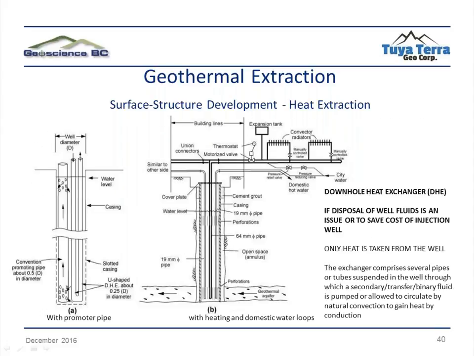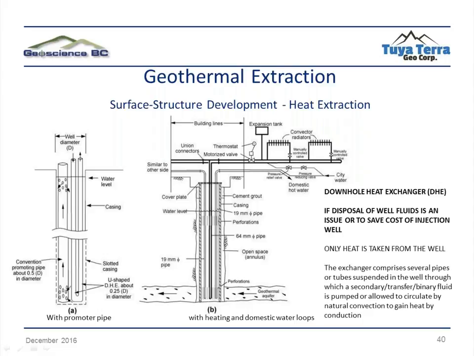And then, we talked about the two different ways you could be extracting heat: utilizing the fluid directly from a well, or utilizing the heat indirectly by using a downhole heat exchanger, or DHE. This is a piece of equipment installed within a well, and it could save you money because you would not need to dispose of your well fluids. It's not an open system, and you're essentially only extracting heat from the well, not the actual fluid in the geothermal resource.